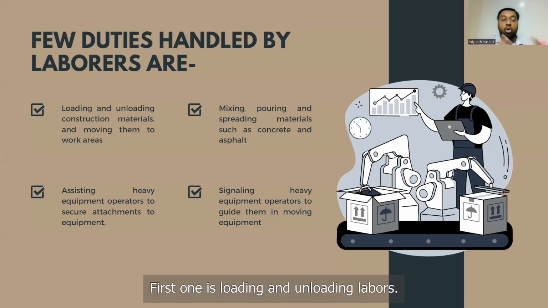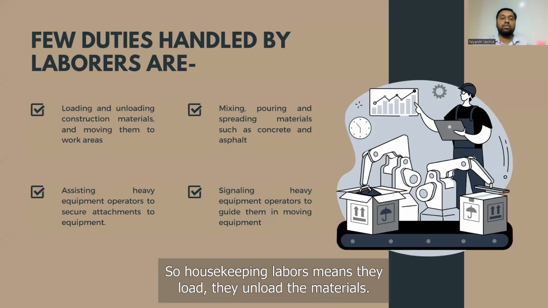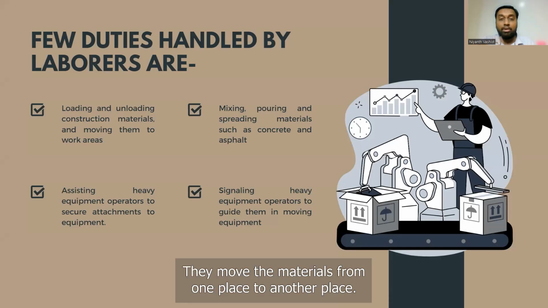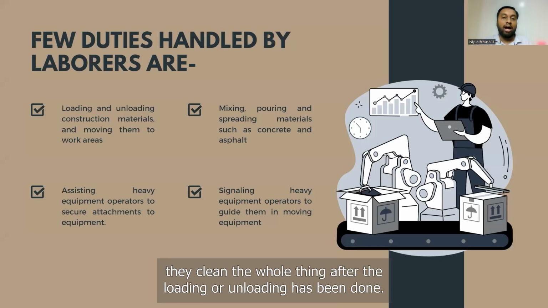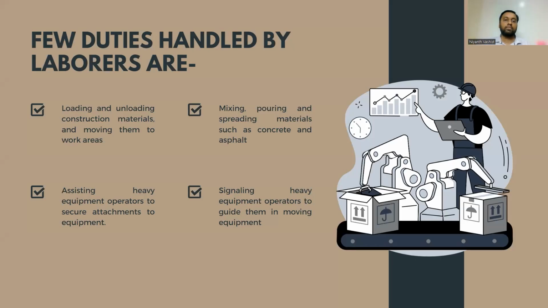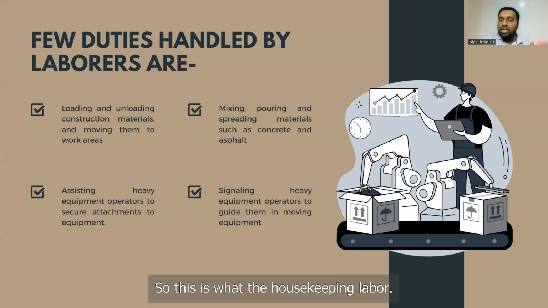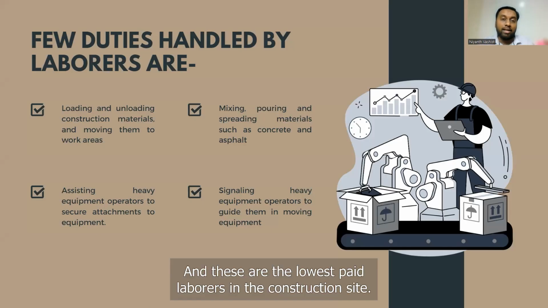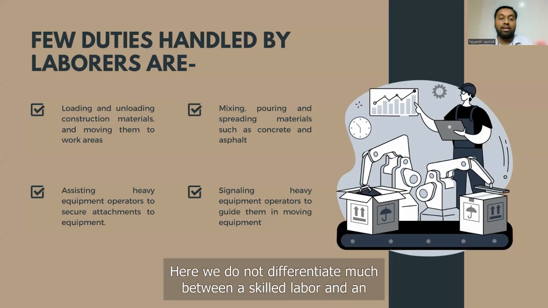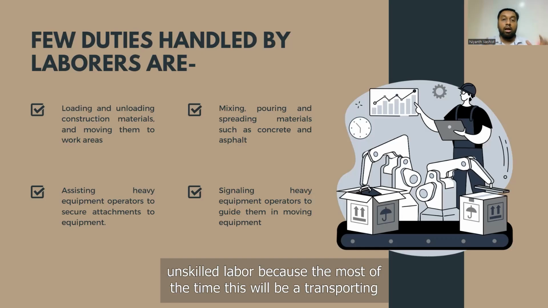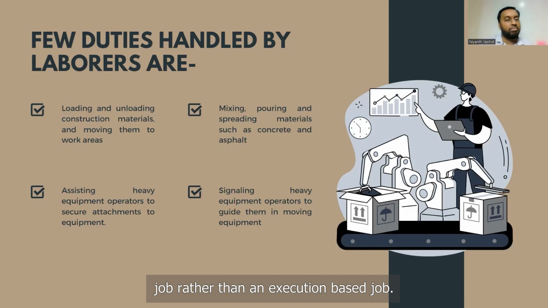First one is loading and unloading labors. These are called housekeeping labors. So housekeeping labors means they load, they unload the materials, they move the materials from one place to another place, they clear the work areas, they store the materials at the right place, and they clean the whole thing after the loading or unloading has been done. So this is what the housekeeping labor does. And these are the lowest paid labors in the construction site. Here, we do not differentiate much between a skilled labor and an unskilled labor because most of the time, this will be a transporting job rather than an execution based job.